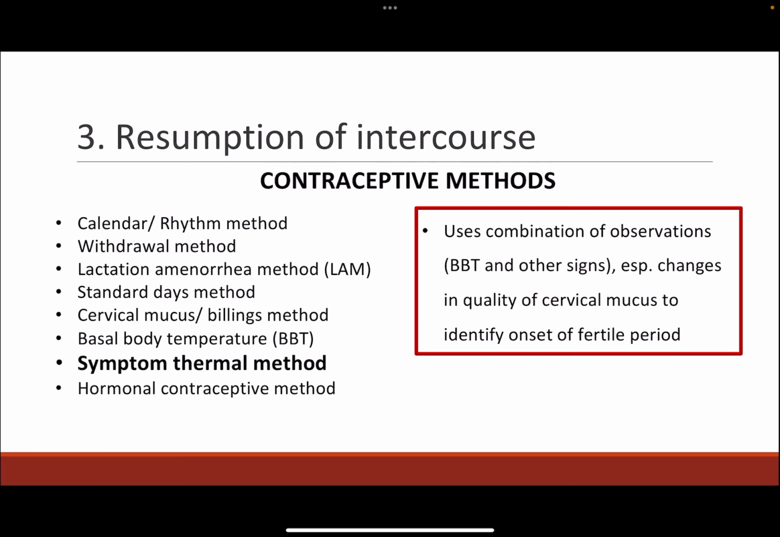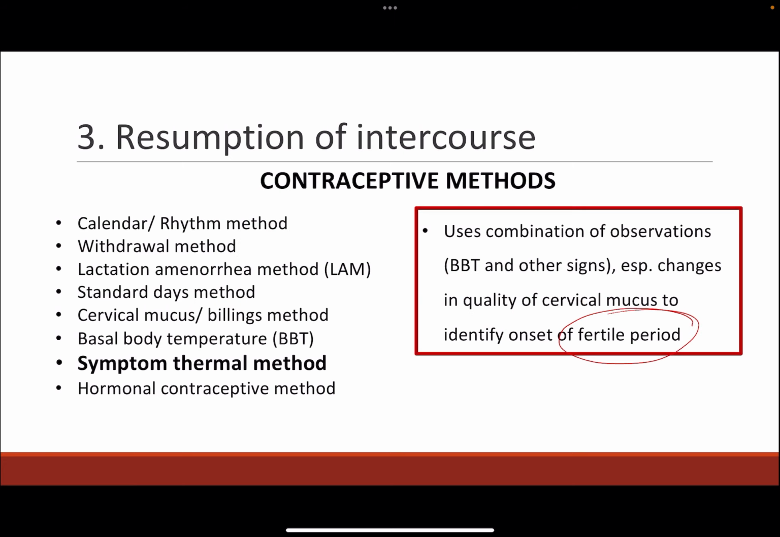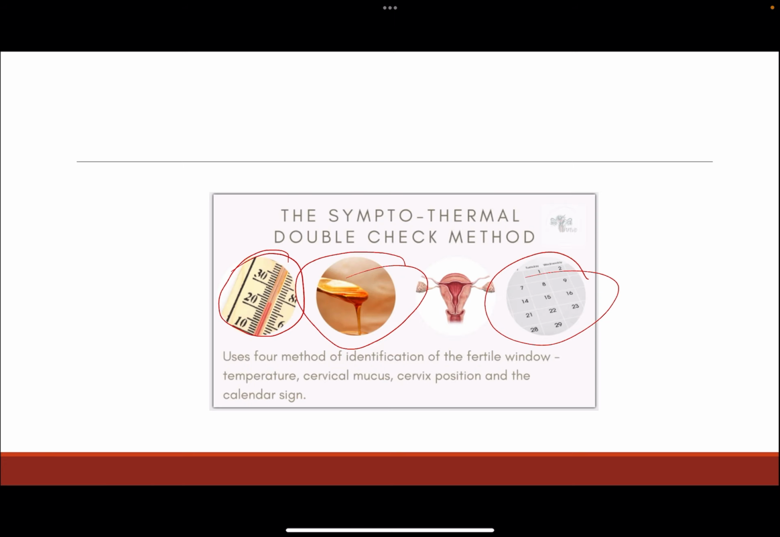So the symptothermal method uses a combination of observation of BBT, or the basal body temperature, and other signs, especially changes in the quality of cervical mucus, to identify the onset of the fertile period. So it's like your temperature, the stickiness of your mucus, and then your calendar method. So this is the combination.